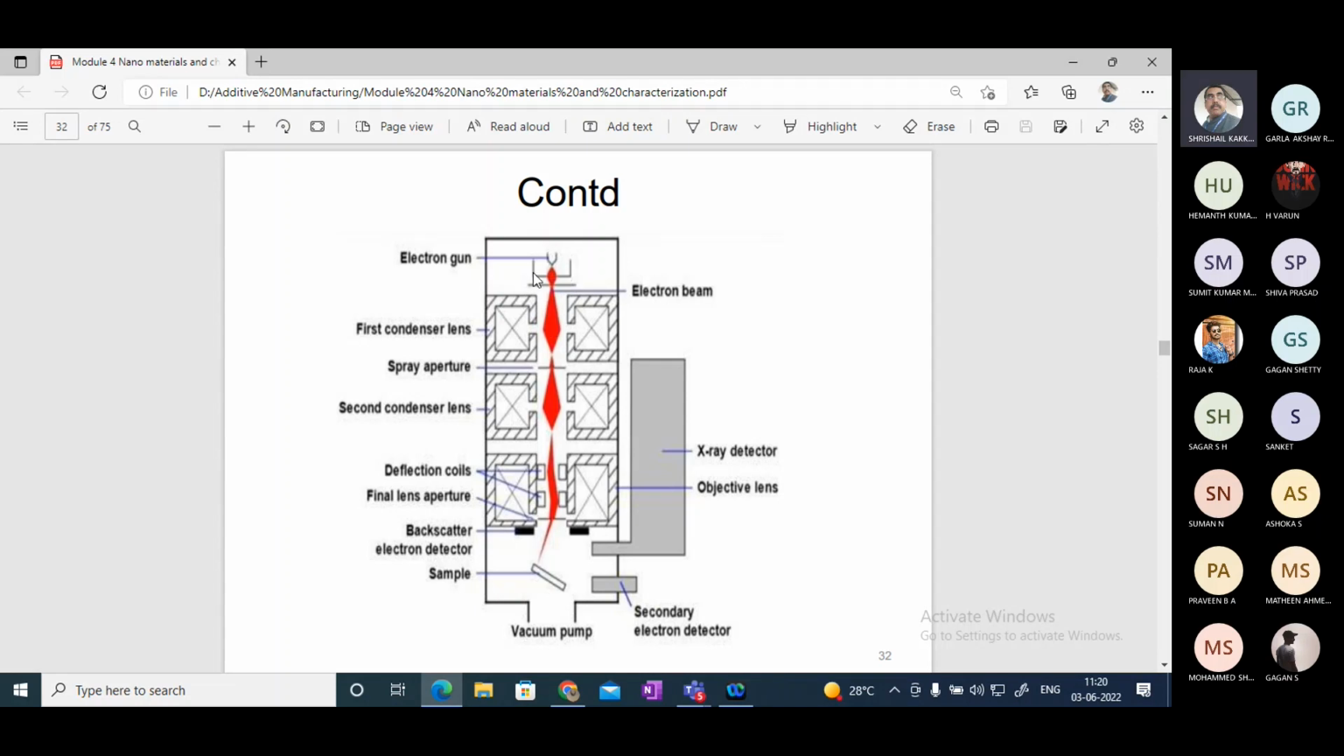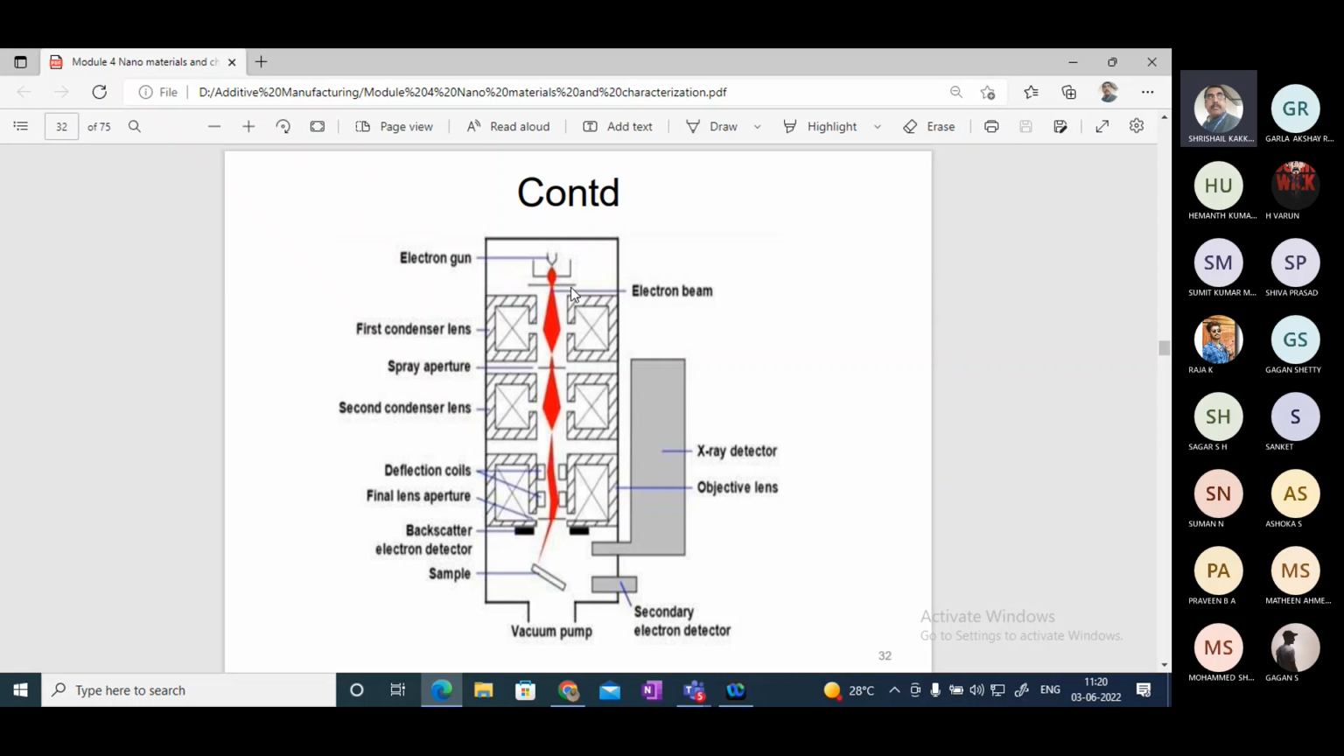The electrons run from the cathode at threshold temperature. The electrons will be liberated and they will be moving towards this sample. And you can see the condenser lens, the primary condenser lens and secondary condenser lens, and the final lens aperture and the deflection coils, all these will be arranged in such a way that the electrons liberated from the electron gun should not be scattered, but should be focused and directed towards the specimen only, so that there will not be loss of the electrons.